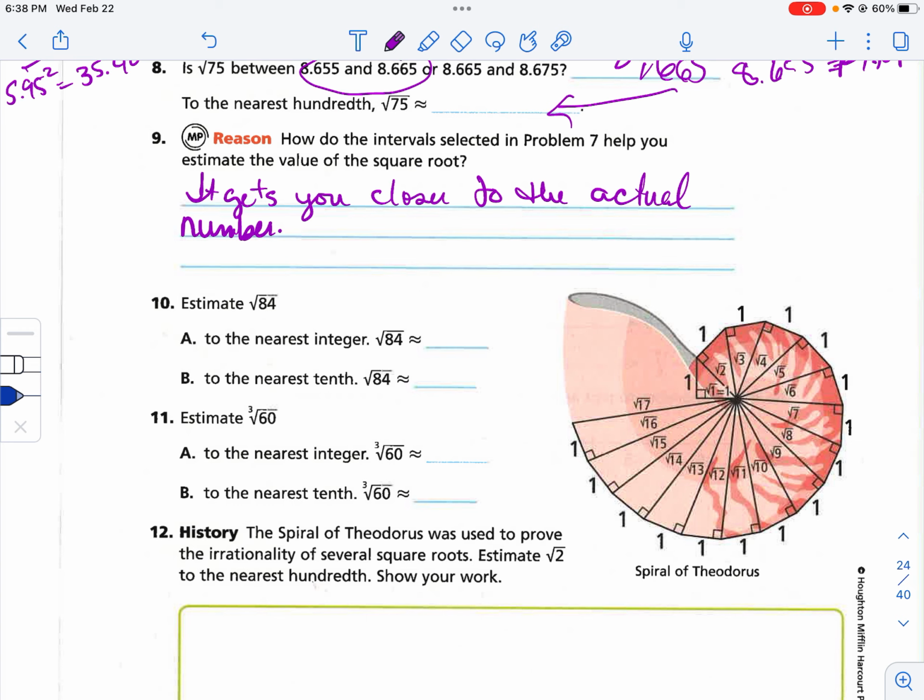So this is going to be between 81 and 100. So it's closer to 9. And I'm going to go with 9.2. So 9.2 times 9.2 will get me 84.64. Oh, I guess I should have done 9.1. 9.1 times 9.1, that'll get me 82.81. Which one's it closer to? It is closer to 9.2.